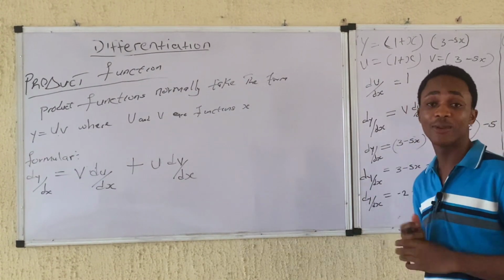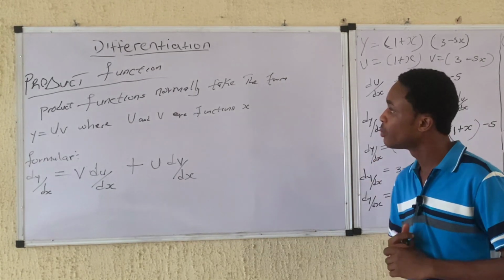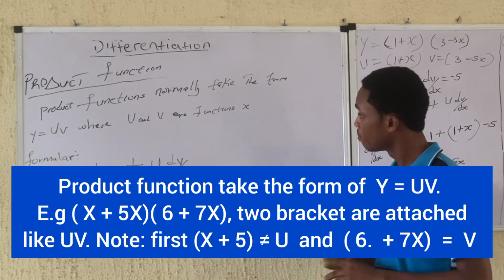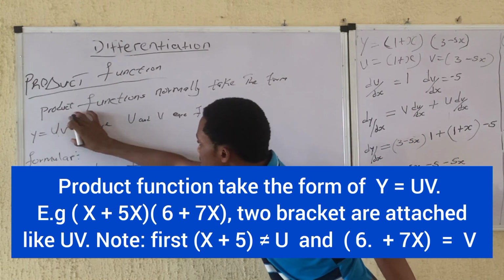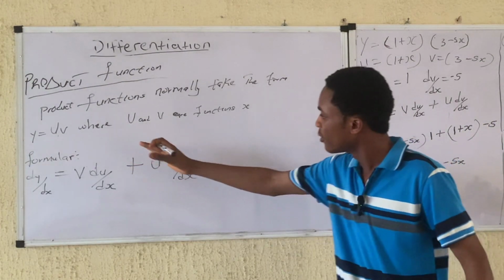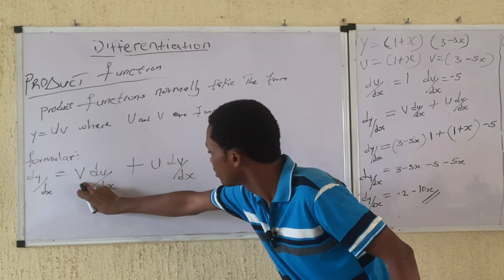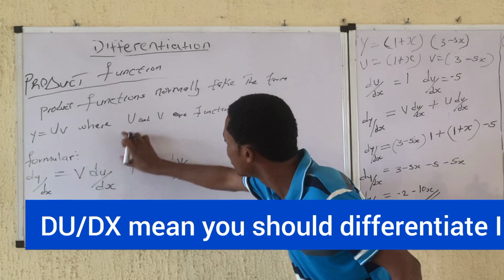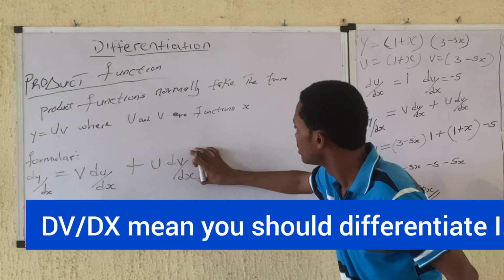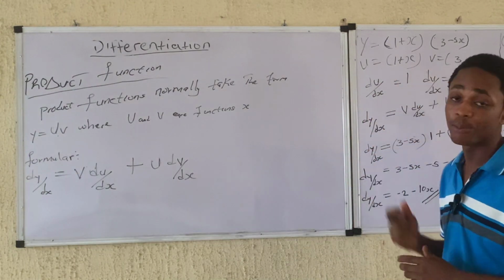Now, first, if you watched our previous video, we treated polynomial functions under differentiation. So now we'll be diving into product functions. As displayed on the board, a product function normally takes the form y equals uv, where u and v are functions of x. The formula is dy/dx equals v, the differential form of u, which is du/dx, plus u, the differential form of v, which is dv/dx. So this is the formula for product functions.